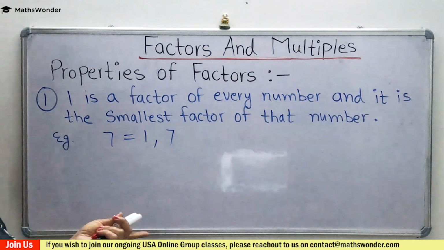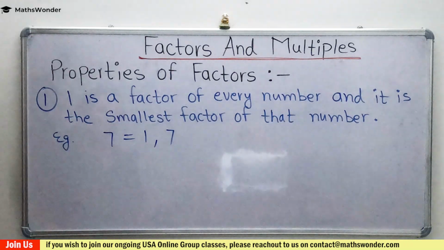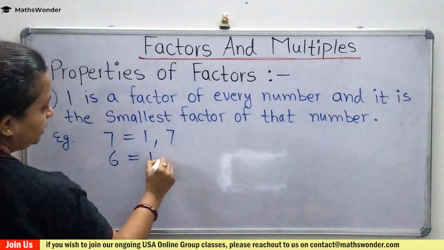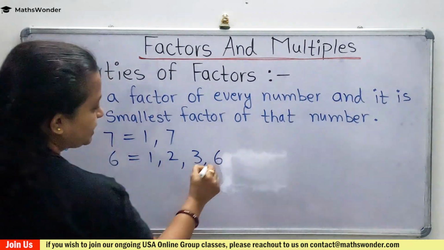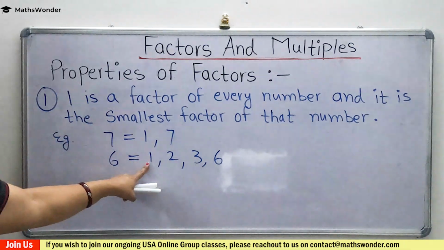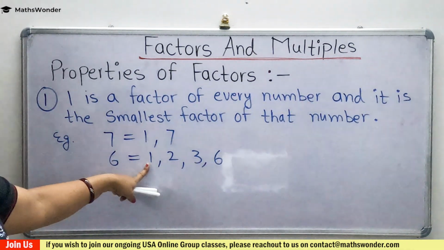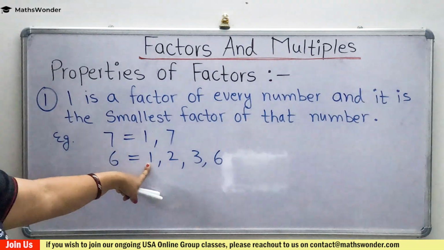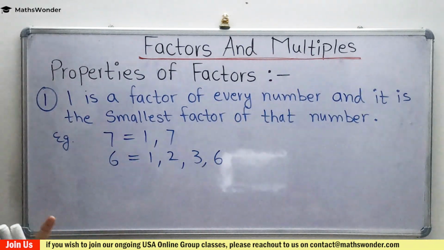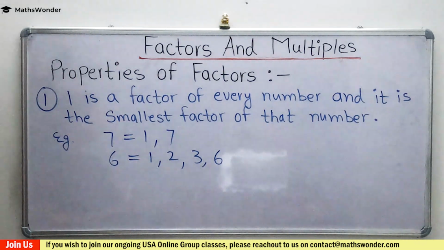Same, you will find the factors of 6. So you will get 1, 2, 3 and 6, right? So 1 is a factor of every number. You will always notice, whenever we find the factors, 1 will be the smallest factor of that particular number. Okay, understood property number 1?